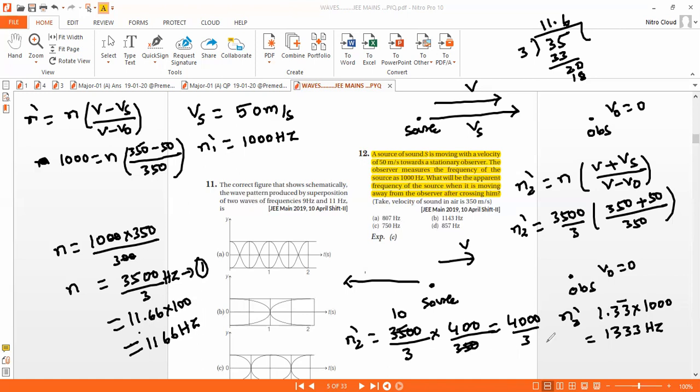Now they are asking what will be the apparent frequency of the source when it is moving away. One minute.